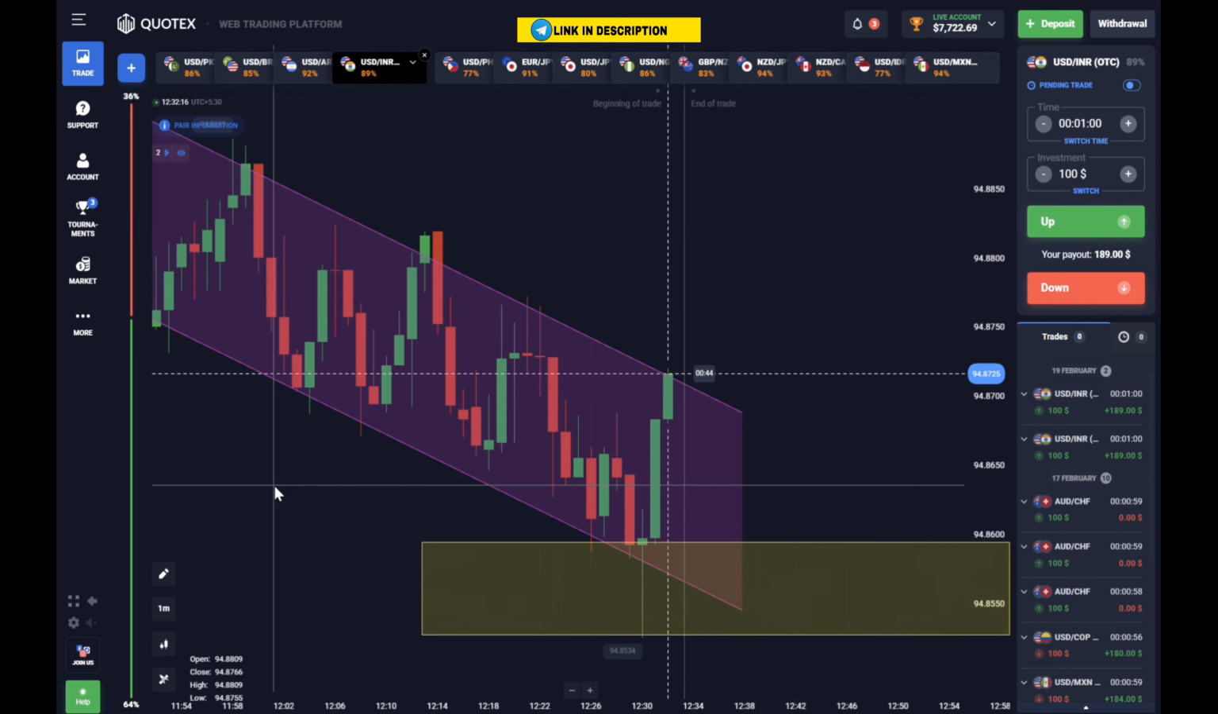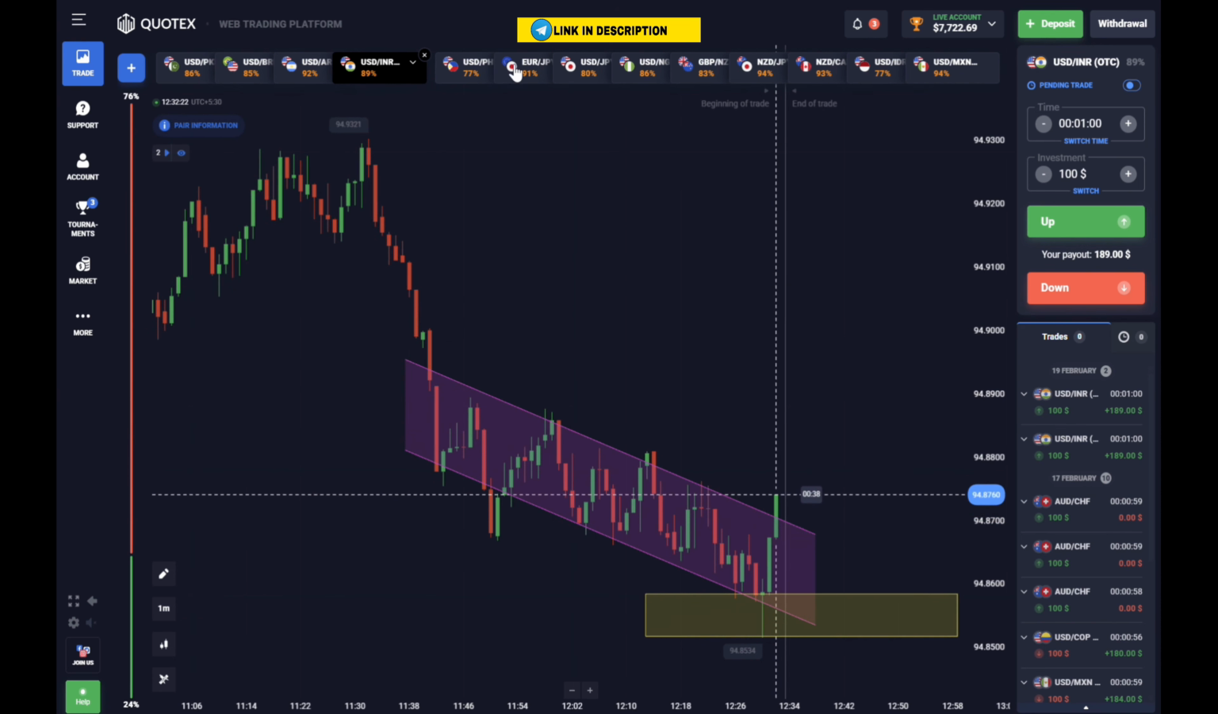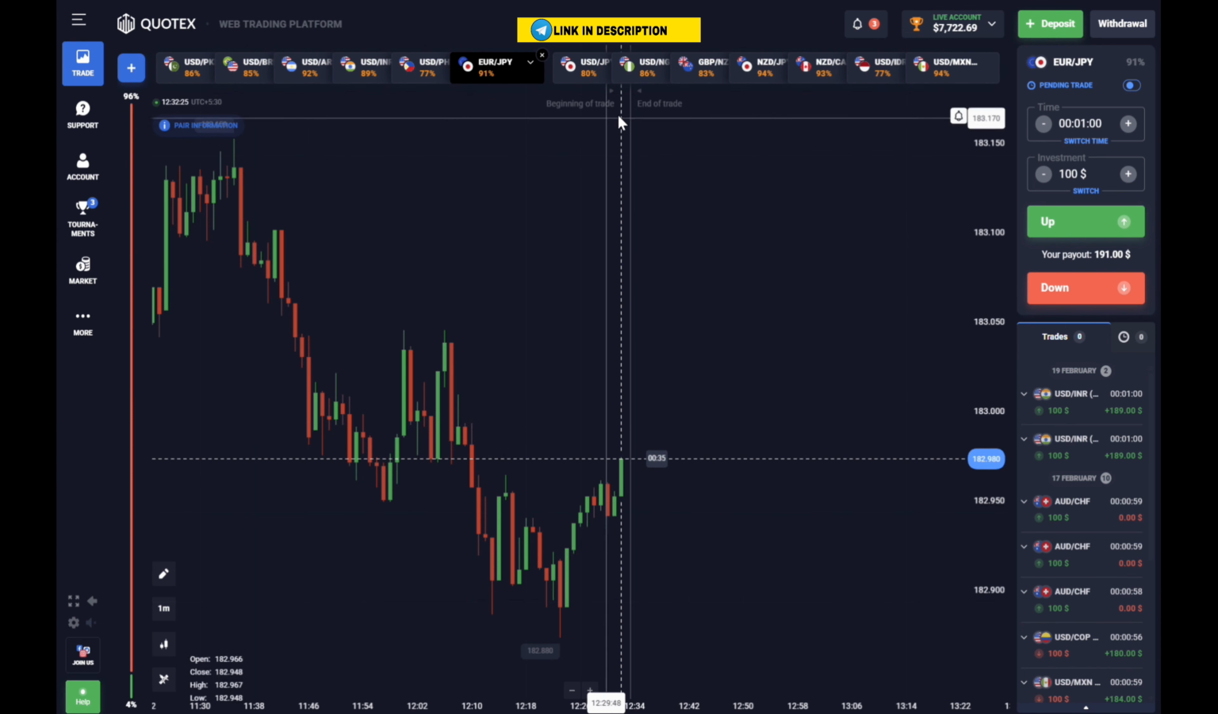Again, I will try to find a chart with a good movement because the most important thing is to find a chart with a good movement, and that is absolutely crucial for our overall success.